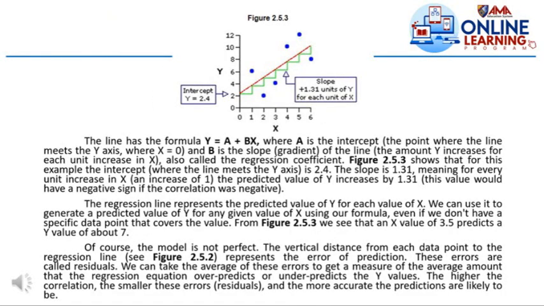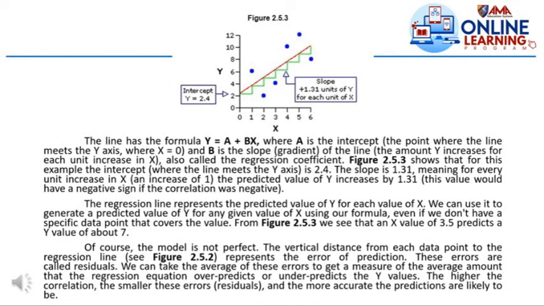The line has the formula y is equal to a plus bx, where a is the intercept, the point where the line meets the y-axis, where x is equal to 0. So this is the intercept, the value of a. Then b is the slope or the gradient of the line, the amount y increases for each unit increase in x. So this is the slope.